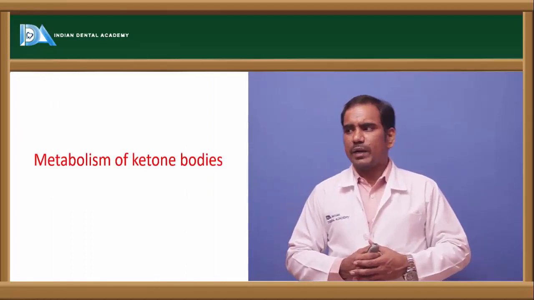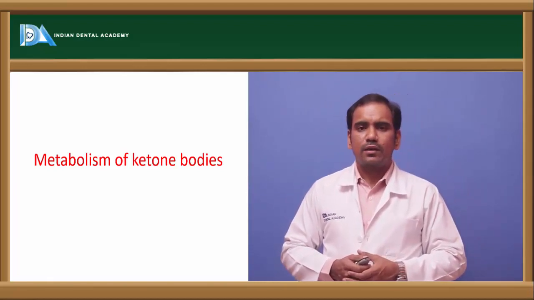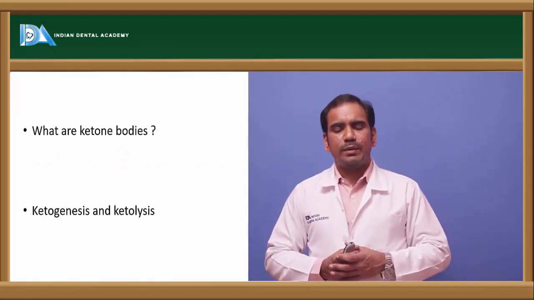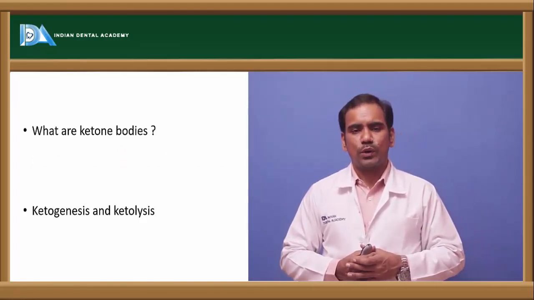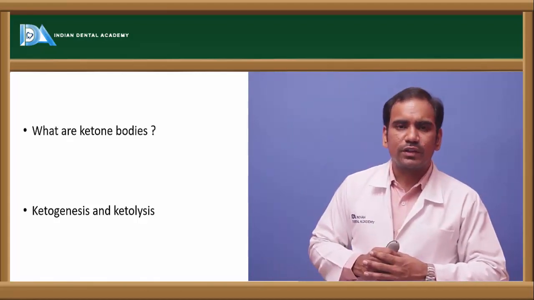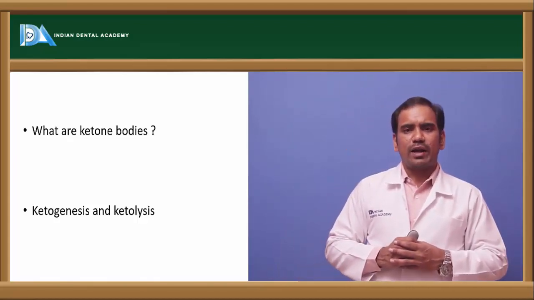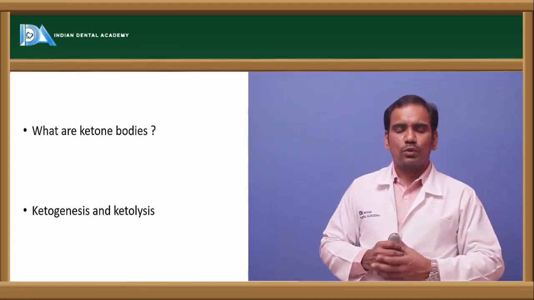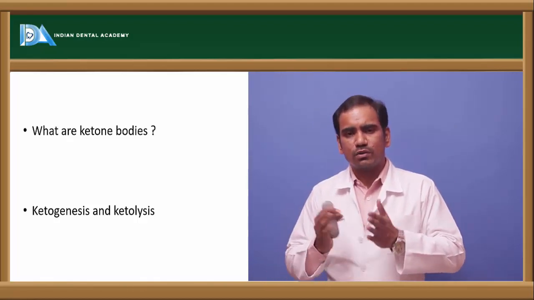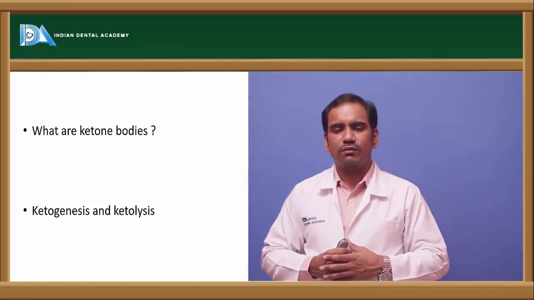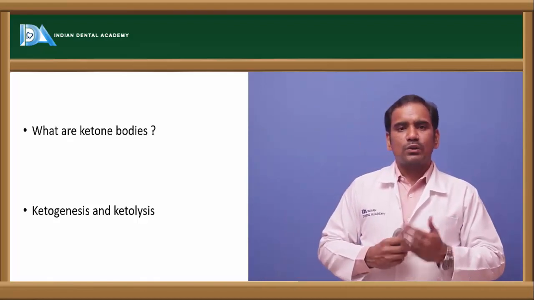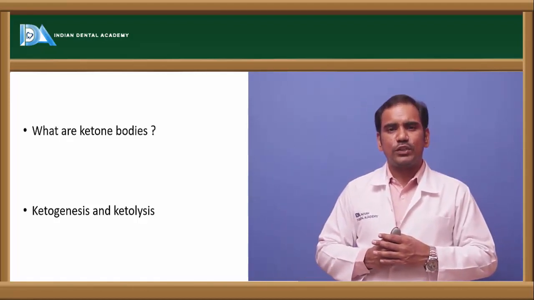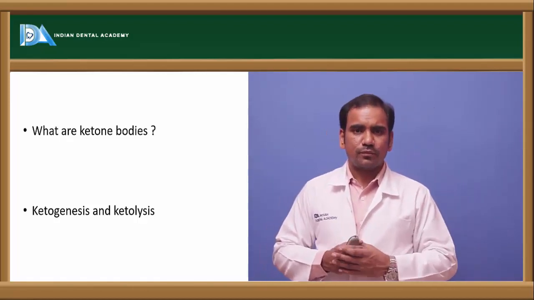Coming to the next topic, metabolism of ketone bodies. So what are ketone bodies? Acetone, acetoacetate and beta hydroxybutyrate are called ketone bodies. They have a ketone group, because of that they are called ketone bodies. Though beta hydroxybutyrate has no keto group, we call it a ketone body because it can serve as a precursor for the synthesis of the ketone body acetoacetate. So these three, acetone, acetoacetate and beta hydroxybutyrate, are called ketone bodies or acetone bodies.